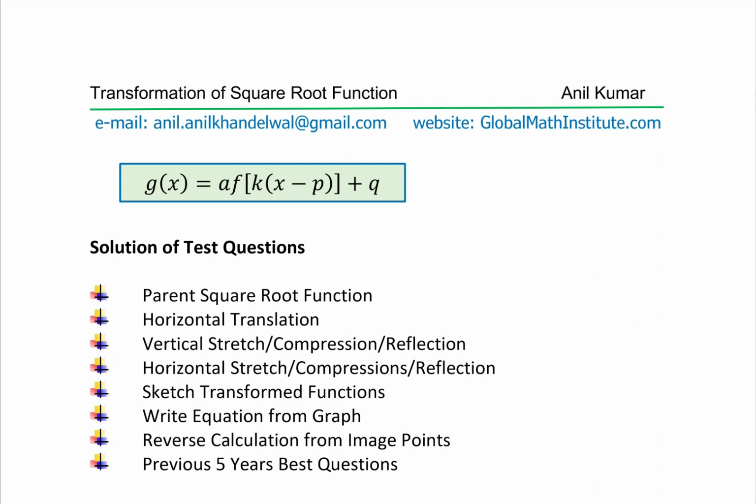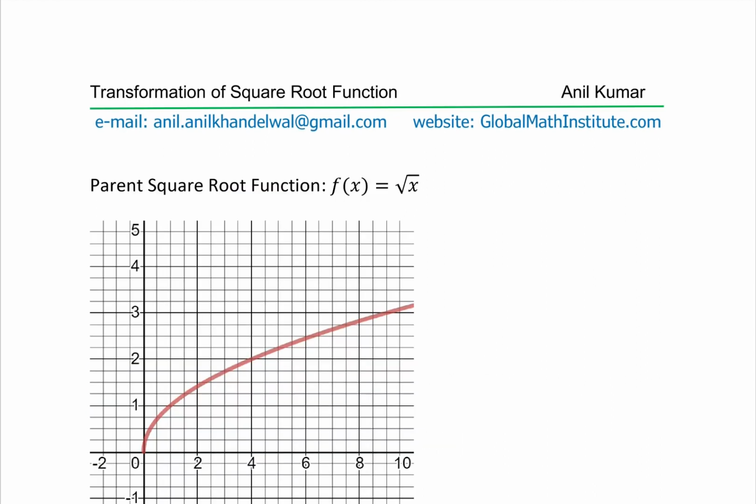So let's begin with the parent square root function, which is shown here. f of x equals square root of x is the parent square root function. The key values which we always consider for sketching the graph of square root functions can be written as x and y values. We'll write down here where y equals square root of x.